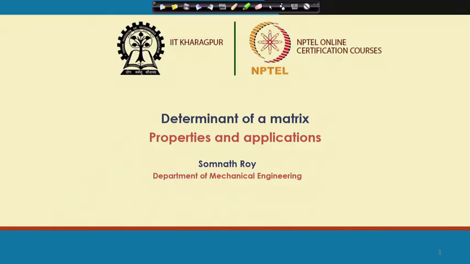But what happens to the matrix when we do these operations, so that the solution remains essentially the same or similar? So, in this class we will try to look into that, and this discussion will be on the determinant of a matrix and its properties and applications.